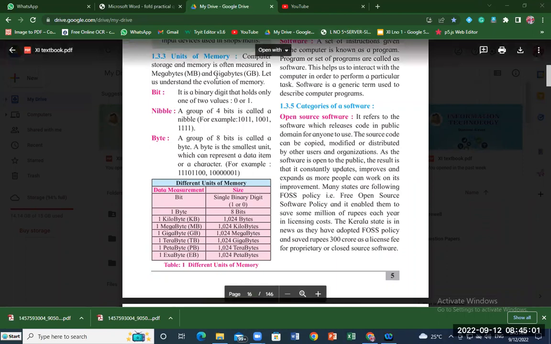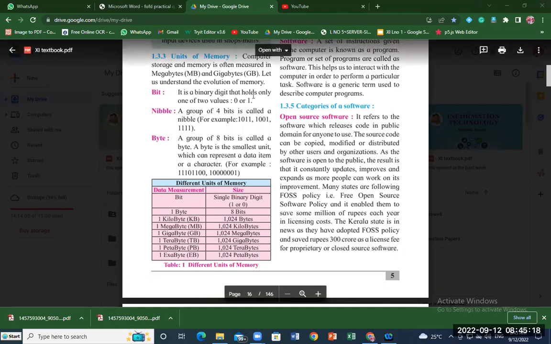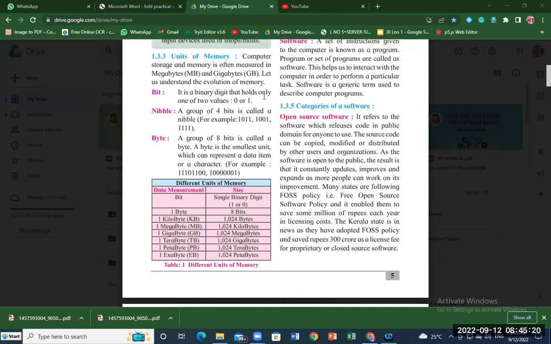Computer storage and memory is often measured in megabytes and gigabytes. Correct? We often say it as MB and GB. Let's understand the evolution of memory. The first is the bit. How is data stored in the computer? It is in the form of bits. What is a bit? It is a binary digit that holds only 1 and 0. Only two values it holds. 0 is 1 bit, 1 is 1 bit. On, off type. So a bit is just one value.